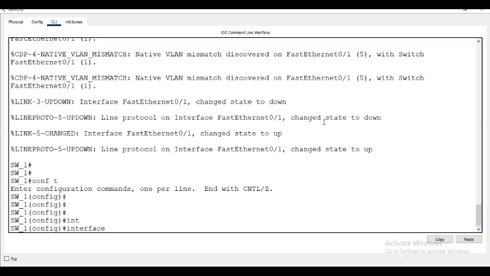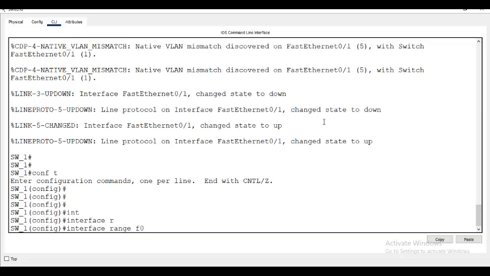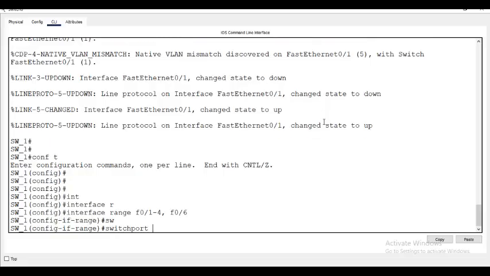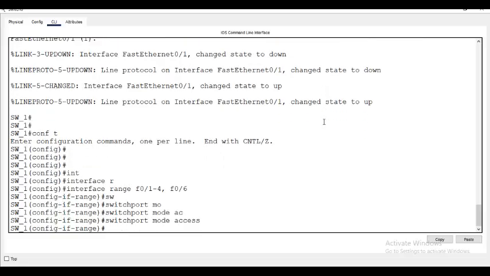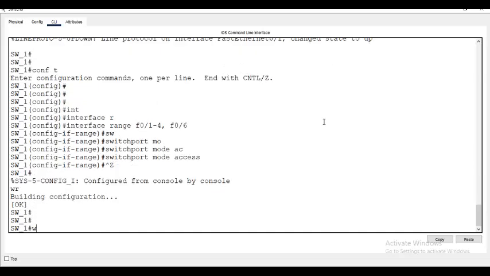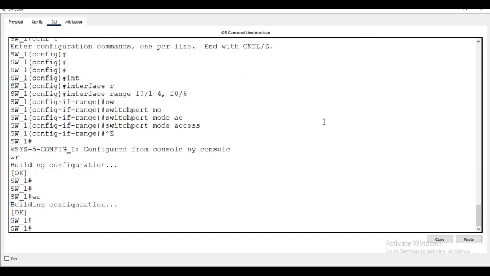Likewise, in this switch 1, 2, and 4, interface range F0/1 to 4. Switchport mode access. Okay, next.